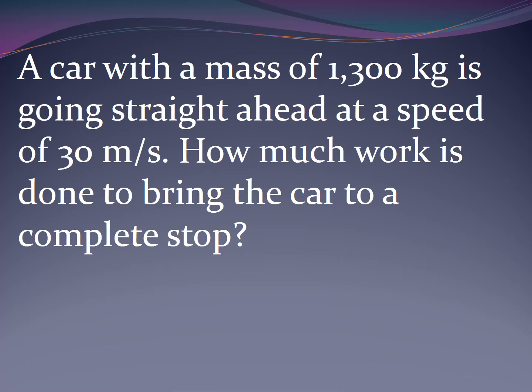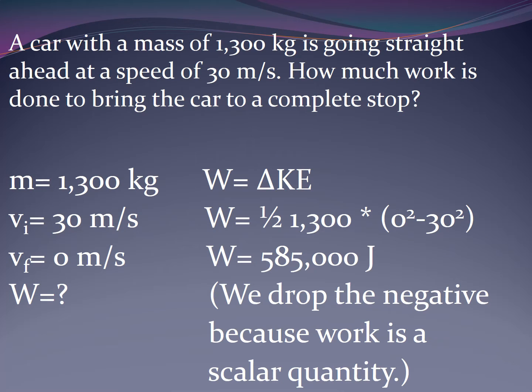So a car with a mass of 1,300 kilograms, so start writing your units down, is going straight ahead at a speed of 30 meters per second. That is our velocity. How much work is done to bring the car to a complete stop? So this is a work energy theorem, so let's work this out. Our initial velocity is 30 meters per second. If it comes to a complete stop, then our final velocity is 0 because it stopped, and we're asking for work.